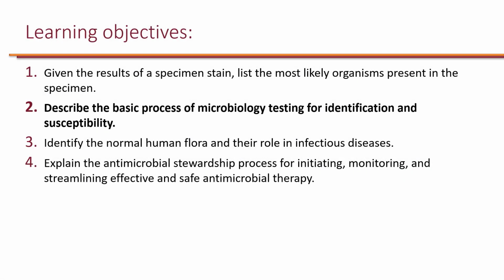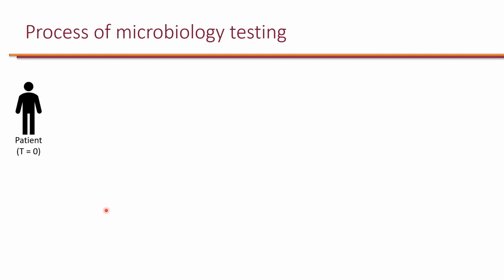Looking at the results of a specimen stain, we listed the most likely organisms present in the specimen. Now let's describe the basic process of microbiology testing for identification and susceptibility. Let's take a look at the process when a patient who's suspected to have an infection presents. When the patient presents with symptoms and signs of an infection, we'll call this time 0.